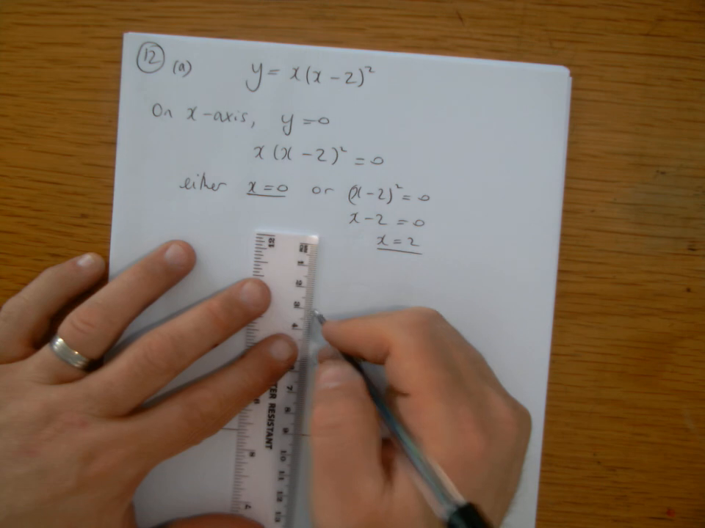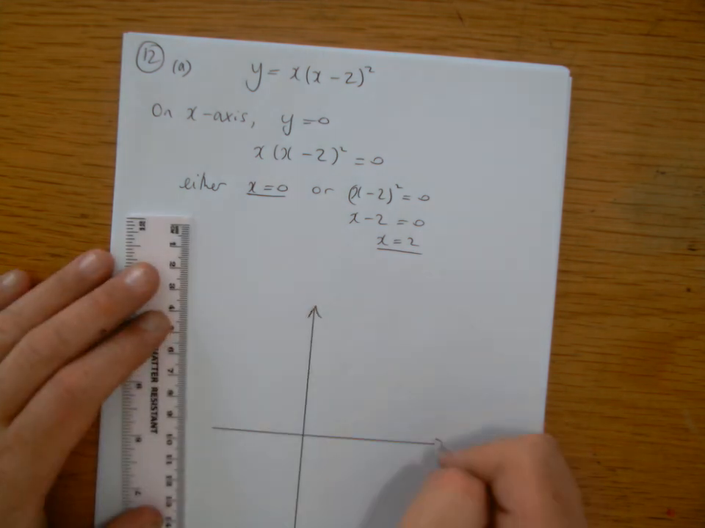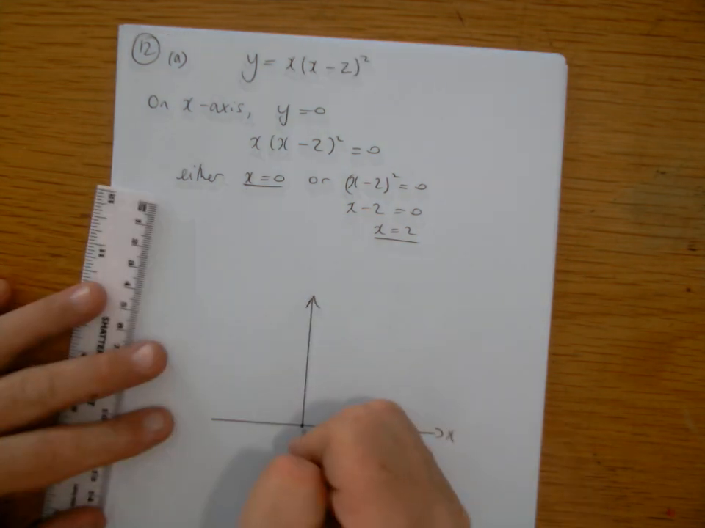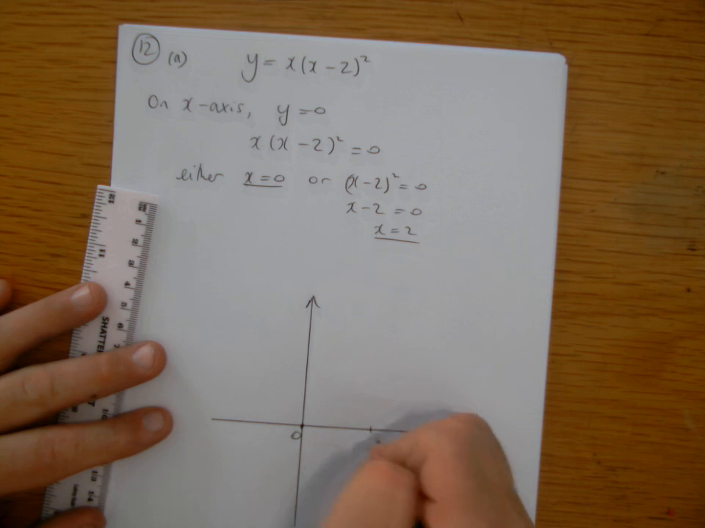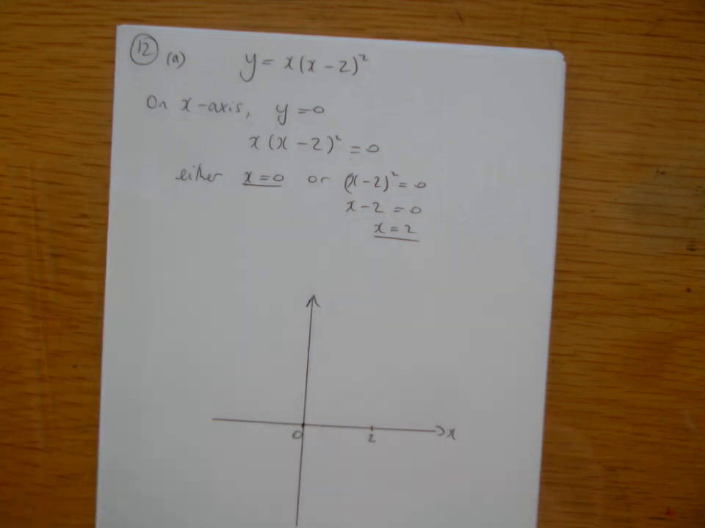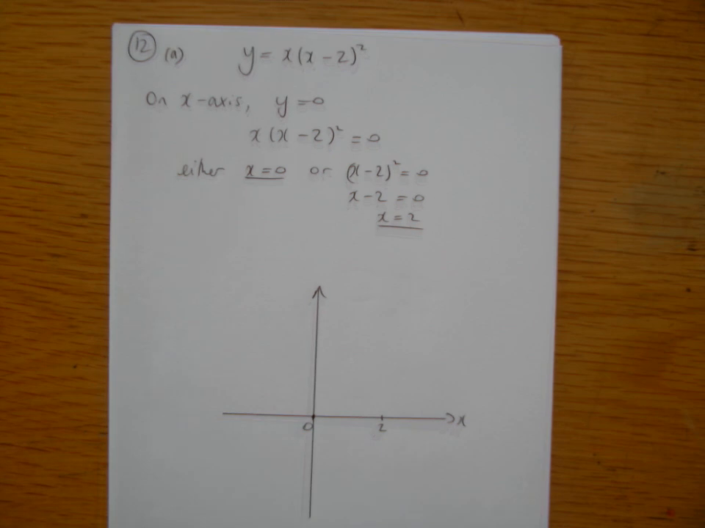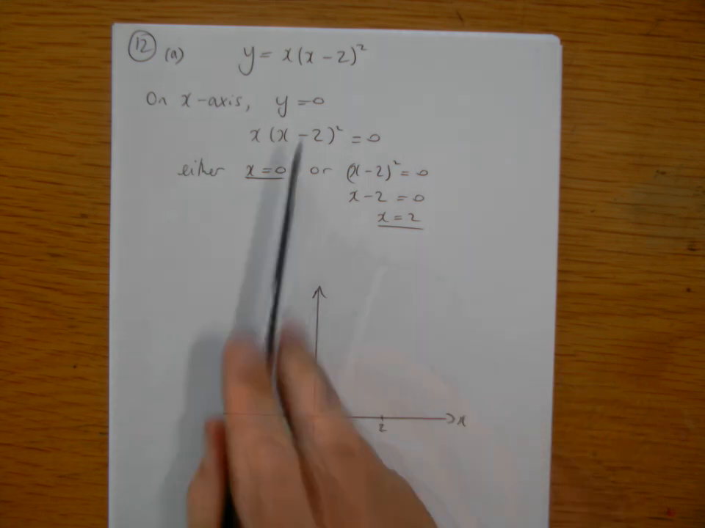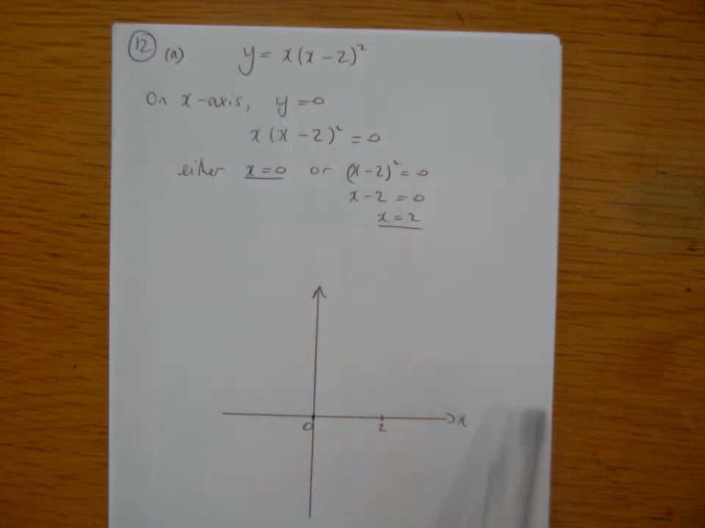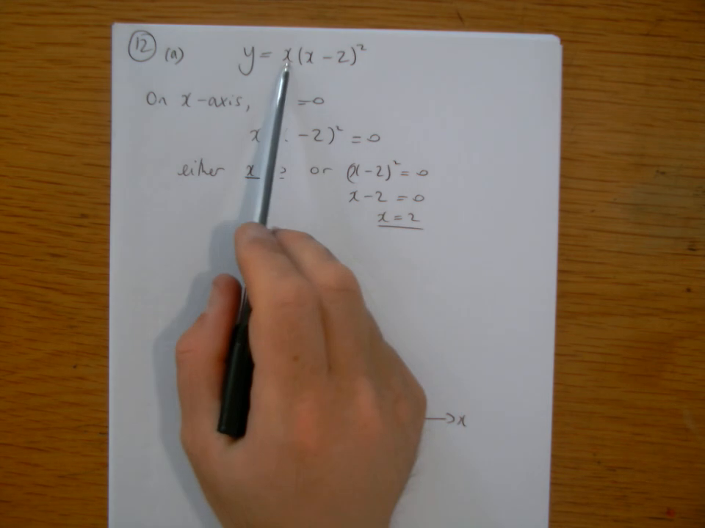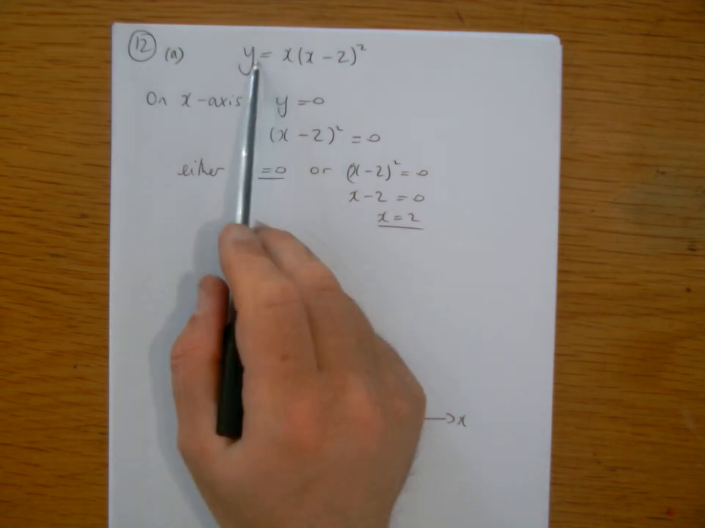Okay, so if I was to draw xy axes, I'd know it crosses at 0 and crosses there at 2. And the question is, what happens then in between and either side of it? Now, what we need to think about to start with is what happens to the curve as x gets really big, as x shoots off to infinity. And if you look at this here, as x gets really big, think about what happens to y.